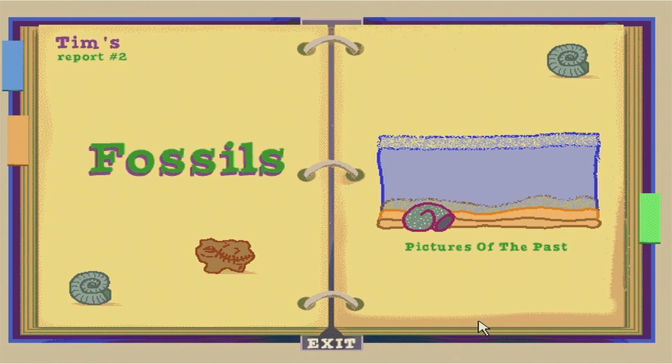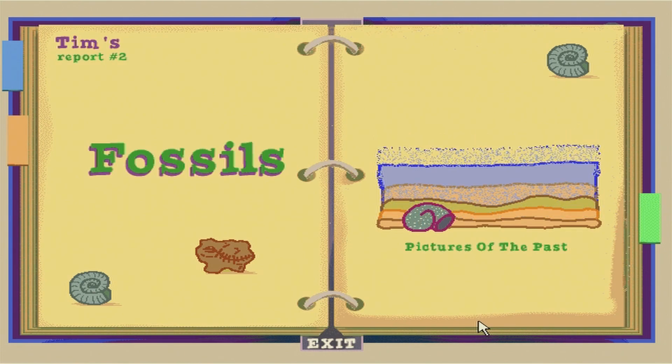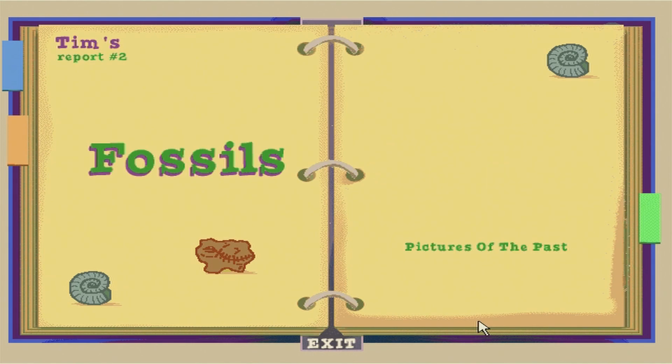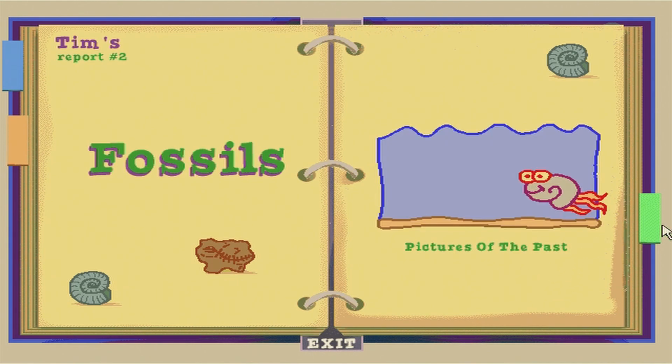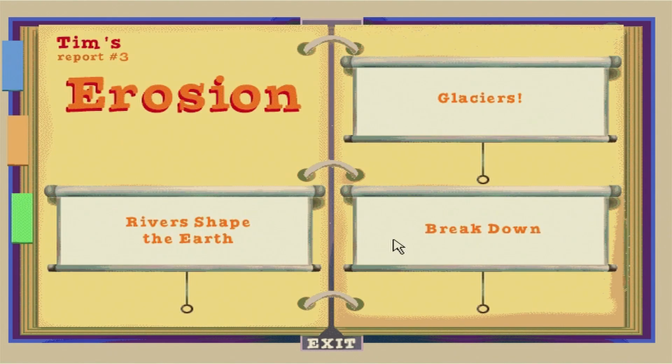But some are formed from the tracks that animals leave behind, like dinosaur footprints. These fossils are called trace fossils. Erosion.